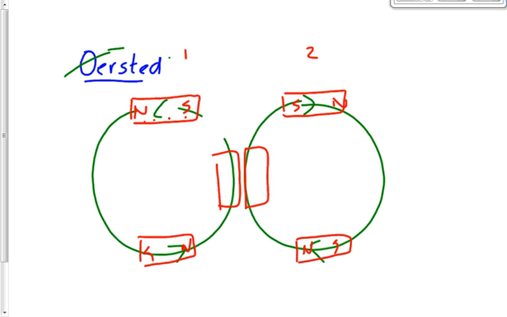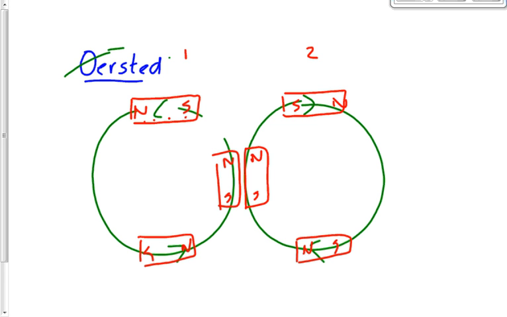I would go south, north, and this would be south, north. What would happen to these two magnets? They repel each other. So it doesn't matter if you're using my logic here, drawing two little bar magnets, pretending there's two little bar magnets there. It doesn't matter where you put them. You're going to notice a repulsive force in any case. Does that make sense?